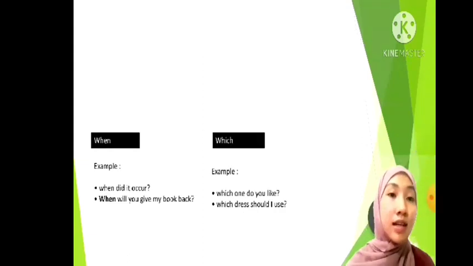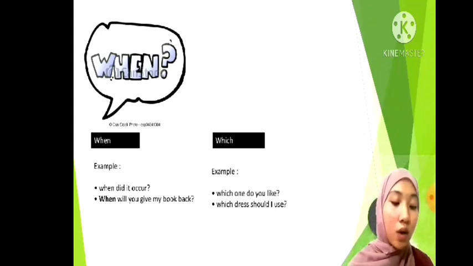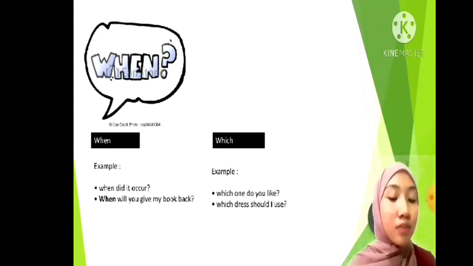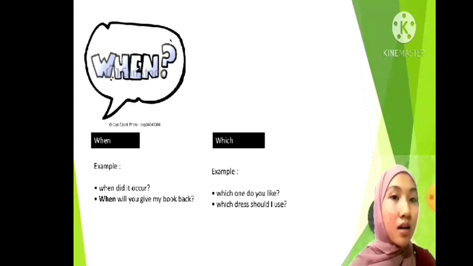And the next is when. When is asked when you want to know the time of a particular event. So whenever you want to know the time a particular thing occurs, that's when you ask the question when. Remember, when always talks about time. So look at the examples. When did it occur? Or when will you give my book back?